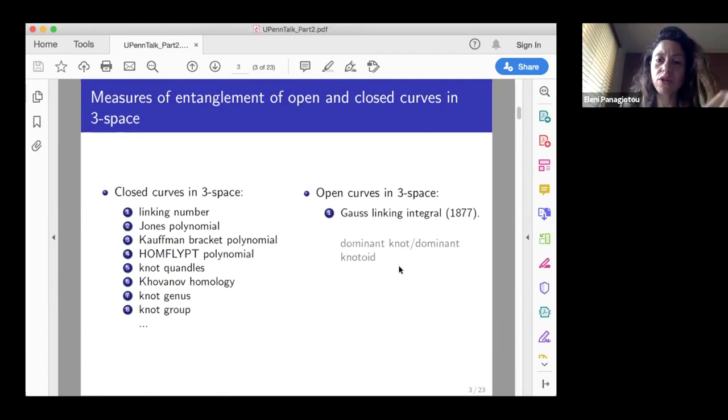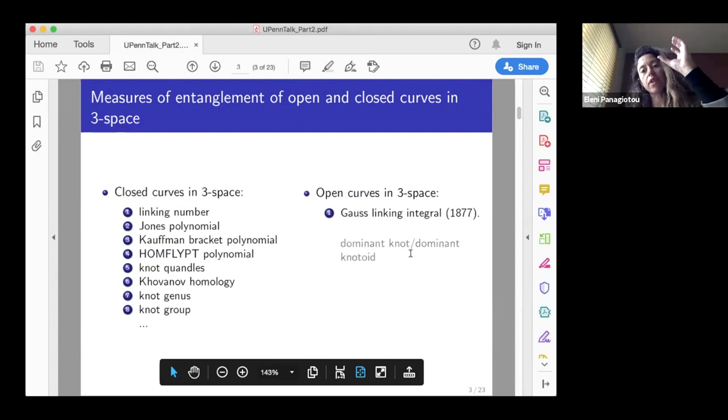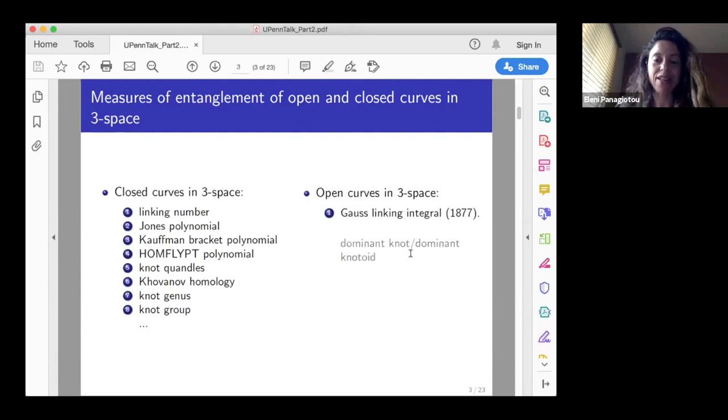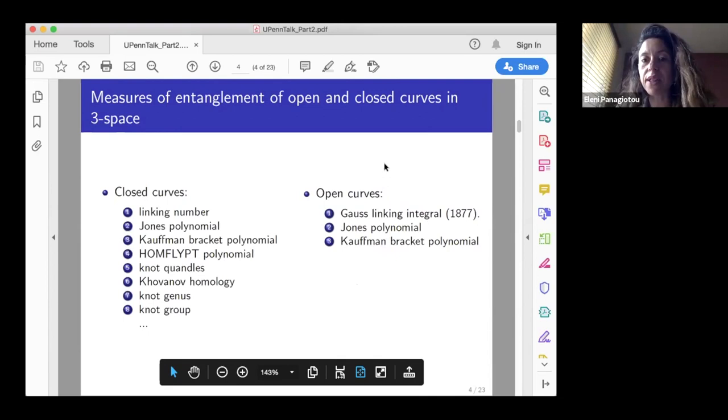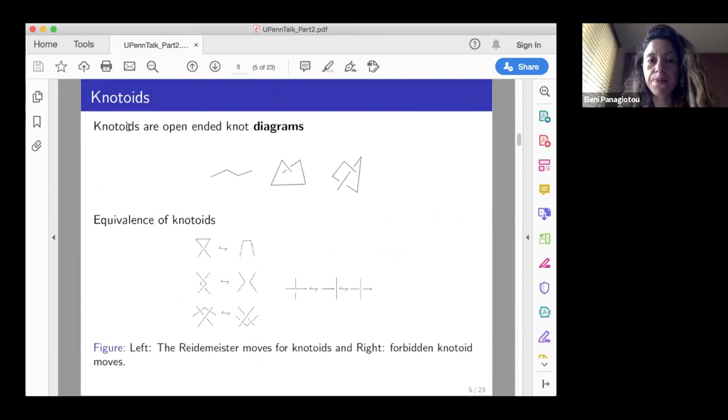And one can look at the open curve, take projections of the open curve, look at the knotoid type of the diagram. As I said, knotoids are classifications of diagrams. And again, this method settles for an approximation of the open curve by a diagram. So you approximate the three-dimensional object by the best projection, best in some sense, best approximation by a two-dimensional diagram. But these ideas are all very helpful for what I will talk about, defining the Jones polynomial and the Kauffman bracket polynomial for open curves. They are a combination of all these ideas, especially knotoids.